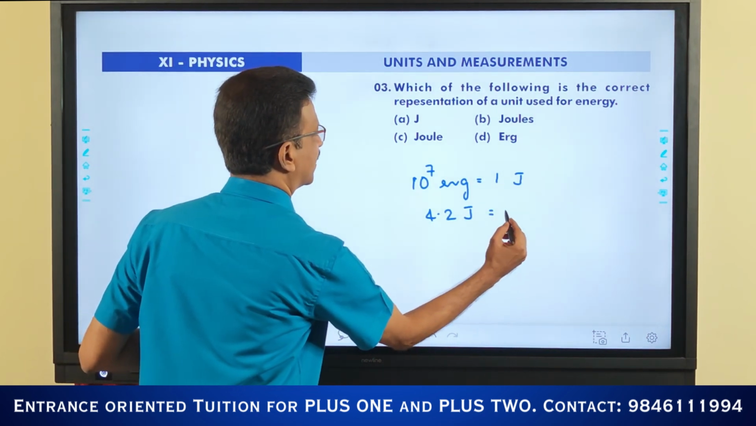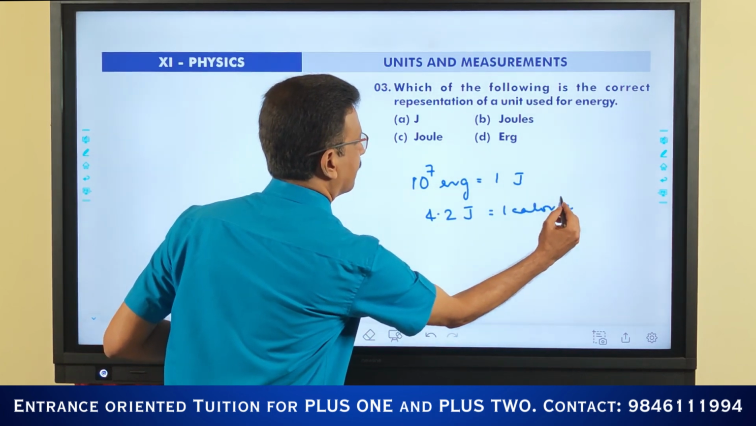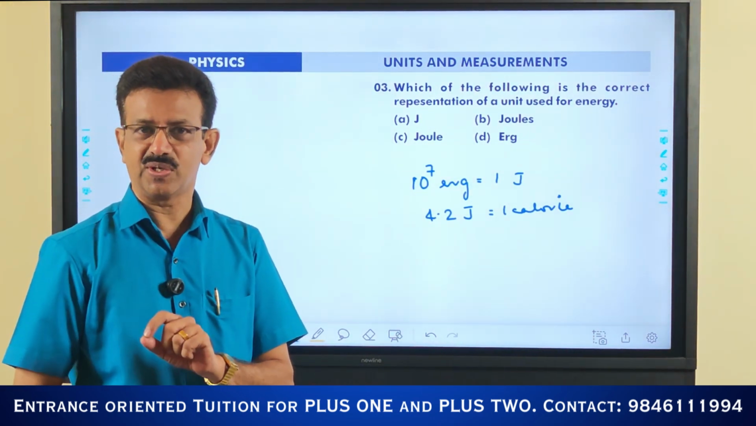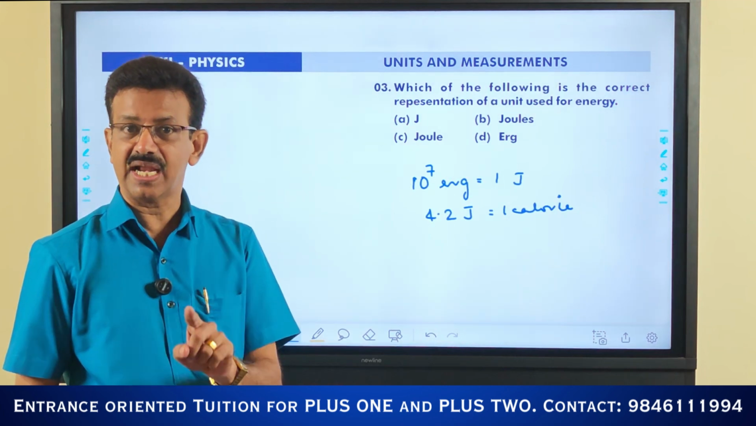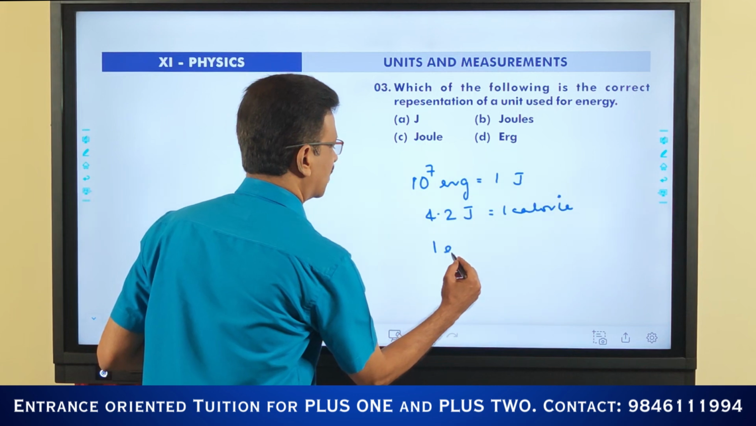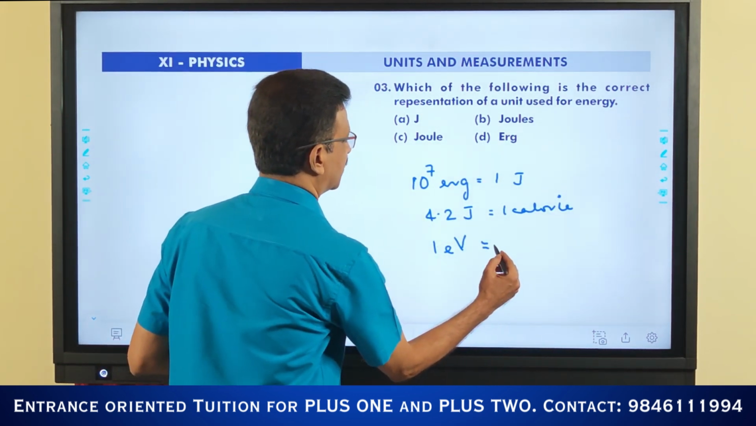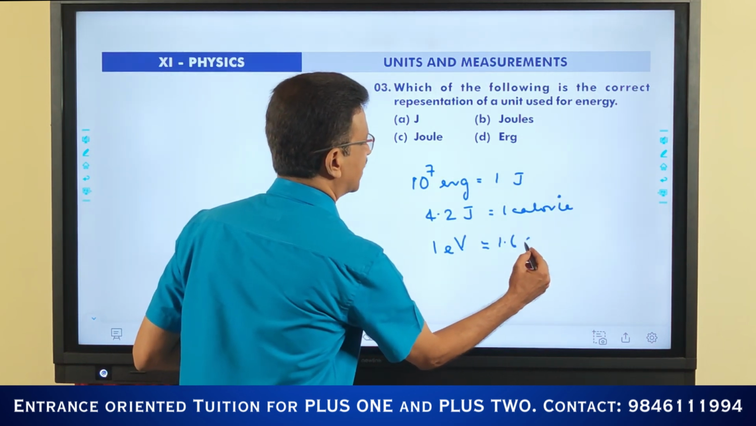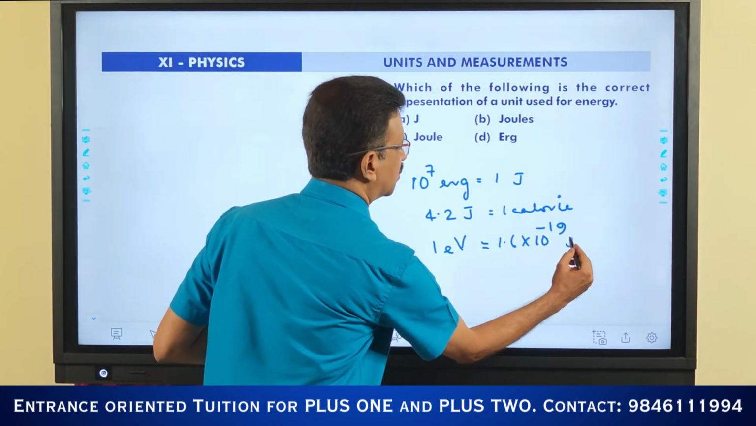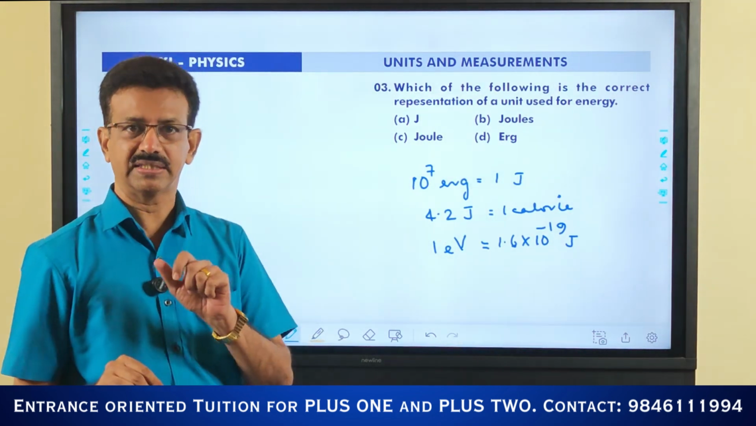4.2 joule equals 1 calorie. Similarly, 1 electron volt equals 1.6 into 10 raised to minus 19 joule. The representation of 1 electron volt is small e capital V equals 1.6 into 10 raised to minus 19 joule. You should know the conversion factor to the SI system.